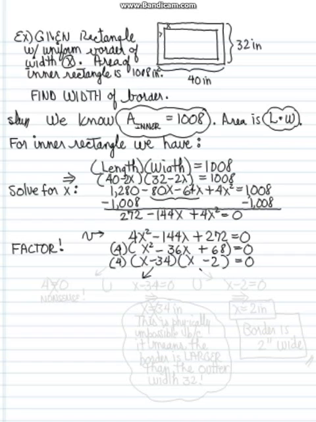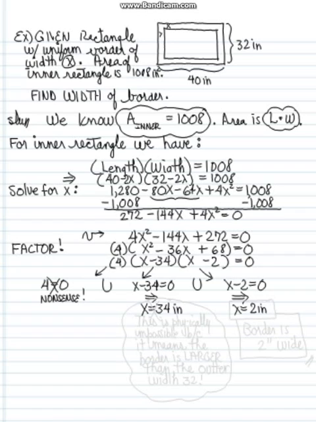Let's set each of our factors equal to 0. Even the 4. 4 equals 0, that's nonsense. 4 is never equal to 0, so just throw that away. Then x minus 34 equals 0, and x minus 2 equals 0. So we set each of our factors equal to 0. Okay, now, solving this gives us x equals 34 inches, and the other one gives us x equals 2 inches.